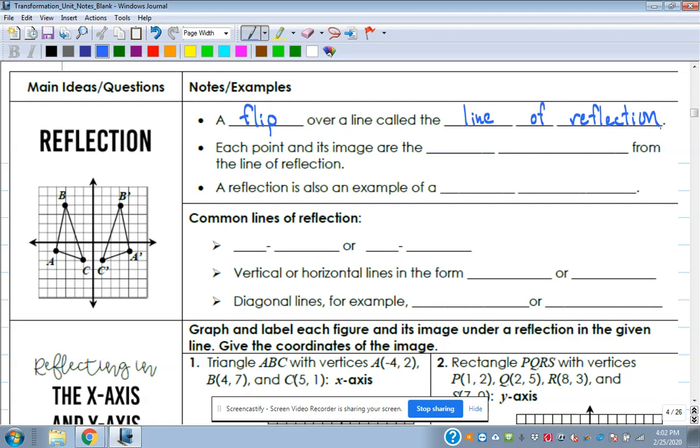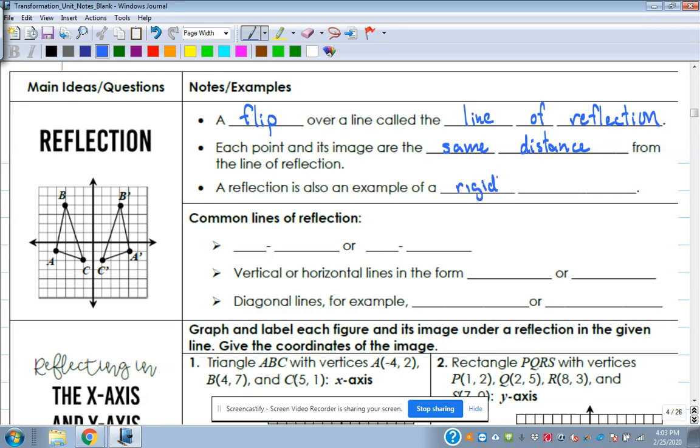So this is not a rigid motion because you're changing the orientation of the figure. It's flipping it over so it looks different. It's the same size, but the orientation is different. So it's moving away from that rigid motion idea. Each point and its image are the same distance from the line of reflection. So whatever our line of reflection is, if a point is 2 blocks away from it on the pre-image, the image is going to be 2 blocks away from it on the other side in the final result there.